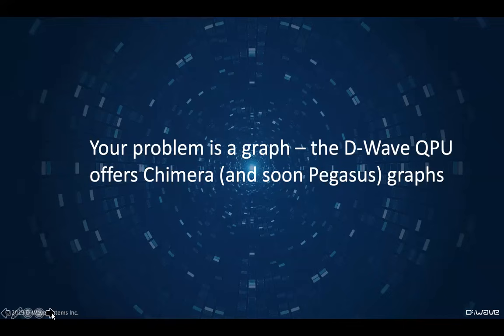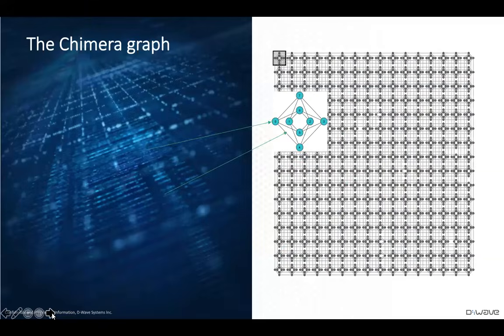And we can draw that out as a graph. The near neighbor interactions, the pairs, determine what the shape of that is, depending on what your problem is expecting. In the case of the D-Wave quantum processing unit, the graph that it offers is called Chimera. Upcoming later this year will be Pegasus graphs.